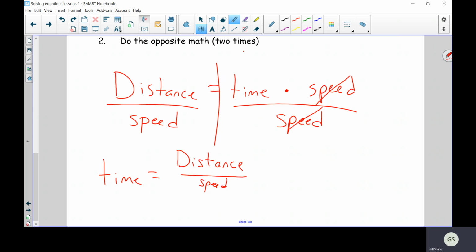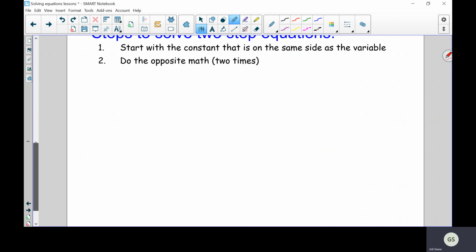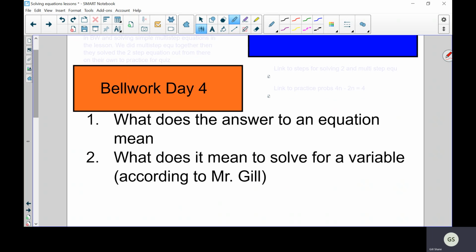All right, so here's what we're doing today. We are going to practice multi-step equations. I'm going to do a quick review of a couple of things. You should have your pink sheet out with the steps on it. I'm not going to go to that sheet, but pull it out.